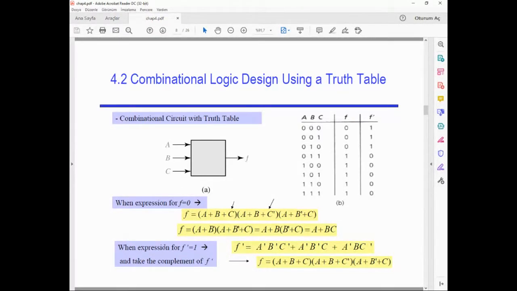So when the expression not F equals 0, it's the same as that, right? F equals 0 means not F equals 1. This is the same equation. And take the complement of F. This one and this one are complements of each other.